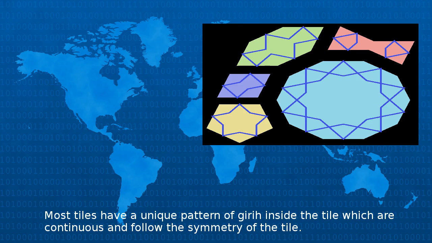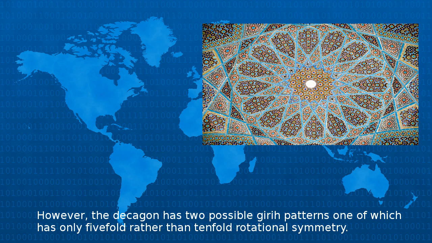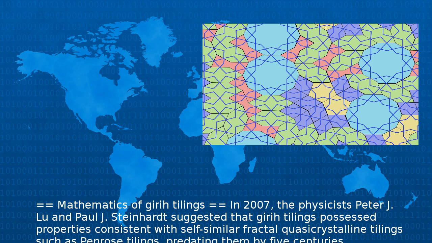2 intersecting girih cross each edge of a tile. Most tiles have a unique pattern of girih inside the tile which are continuous and follow the symmetry of the tile. However, the decagon has 2 possible girih patterns, one of which has only 5-fold rather than 10-fold rotational symmetry.